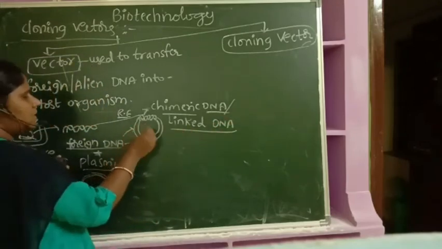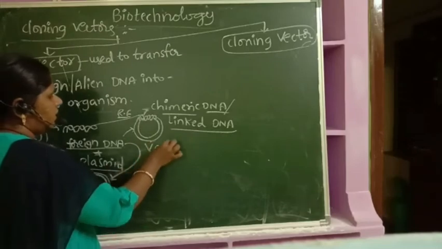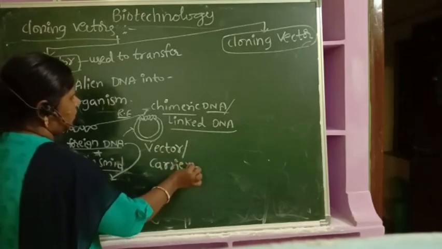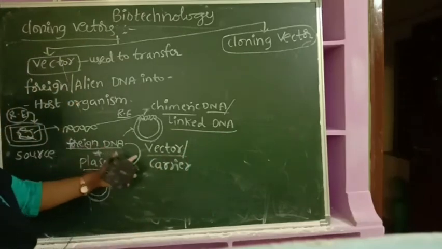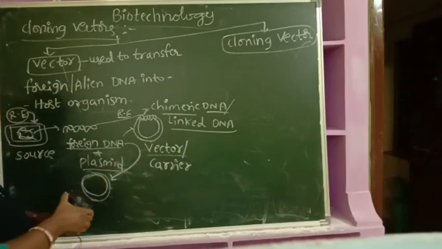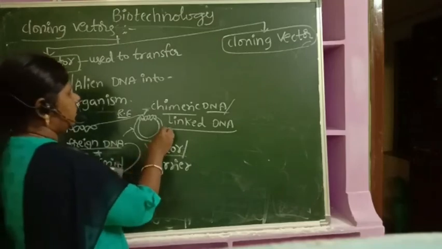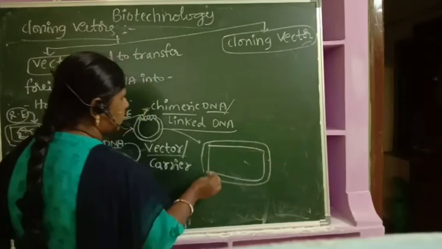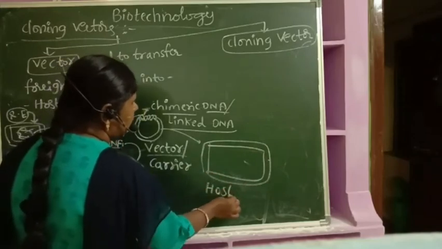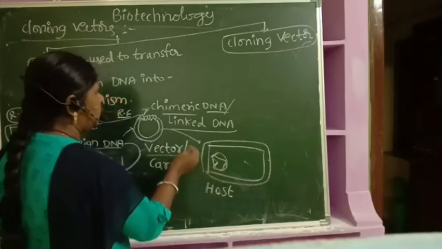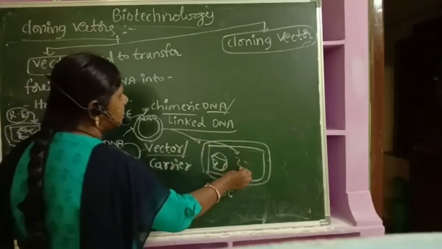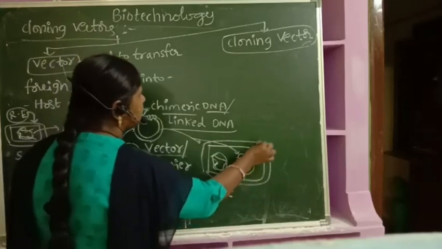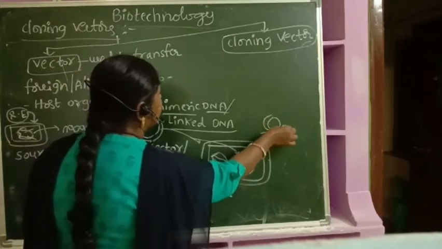Now this plasmid is carrying this, so it is used as a vector. As it carries, it is also called a carrier. It transfers its alien DNA and enters into the host organism. Now this is the host organism, and this is the nucleoid genetic material. The plasmid will come and drop the alien DNA here. After dropping the alien DNA, the plasmid, meaning the vector, goes out.